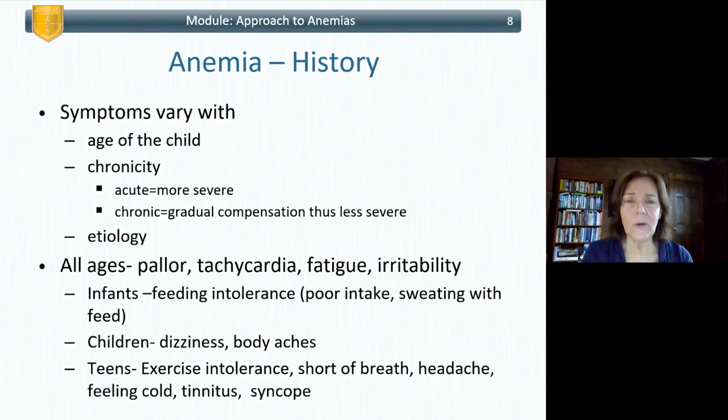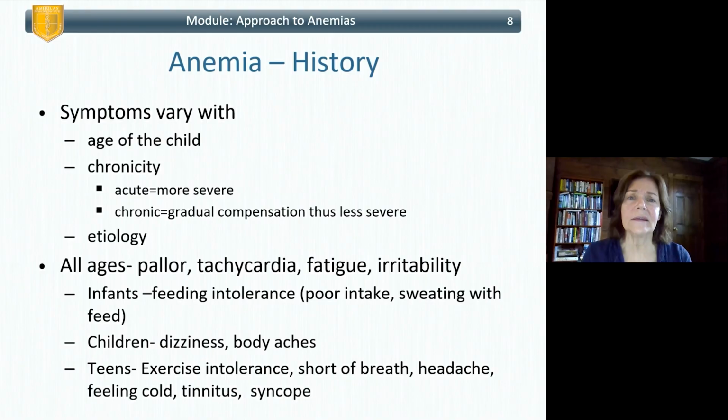When you are approaching a child with anemia, you want to get a great history. Children with anemia have symptoms that vary with the age of the child, as well as the chronicity of the anemia itself. When anemia occurs acutely, the symptoms are more severe, whereas when anemia occurs chronically, there's a gradual compensation in the body, and thus the symptoms seem less severe.